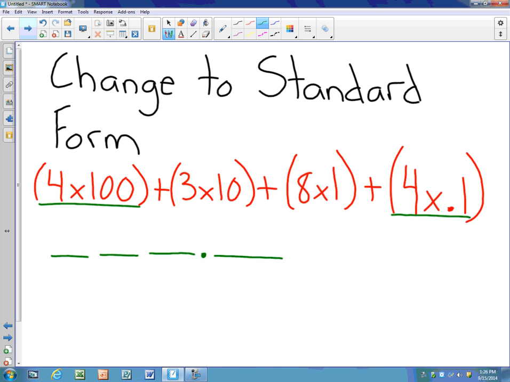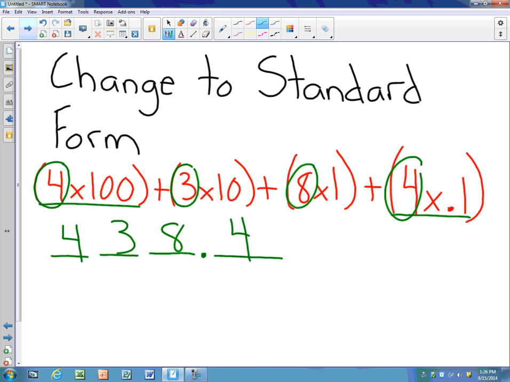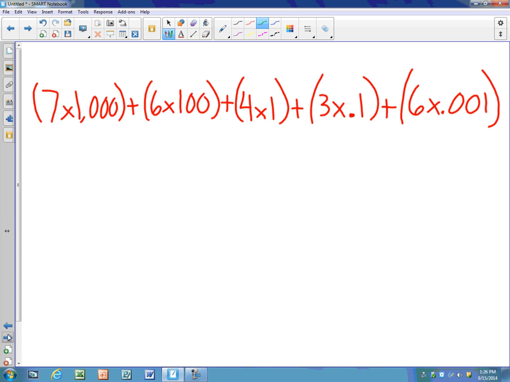So I go back here, I see there's a 4 in the hundredths place. There's a 3 in the tens place. So I make sure that they're lining up. There is an 8 in the ones place and another 4 in the tenths place. So that made the number for me 438 and 4/10. We'll do another example of that.